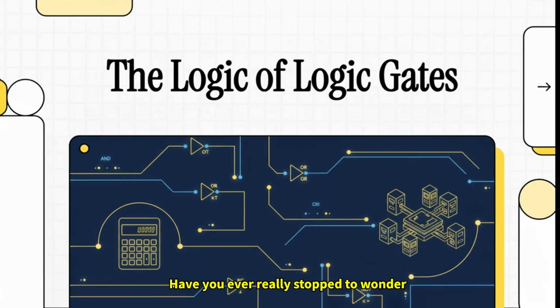Have you ever really stopped to wonder what a decision actually looks like inside a computer? I mean, it's not a person with feelings, right? It's a tiny, brilliant little switch called a logic gate. Today, we're going to pull back the curtain on these fundamental building blocks that power literally everything in our digital lives.